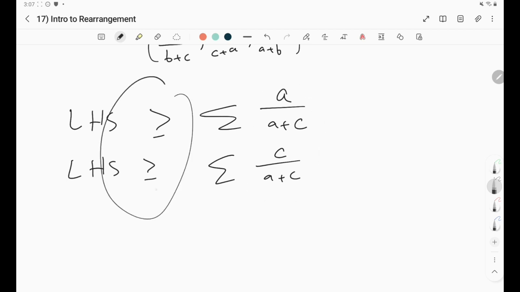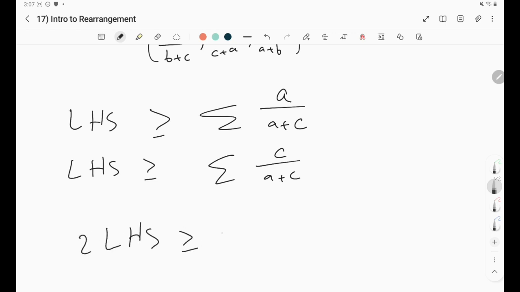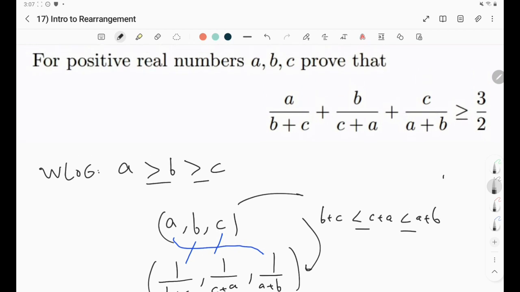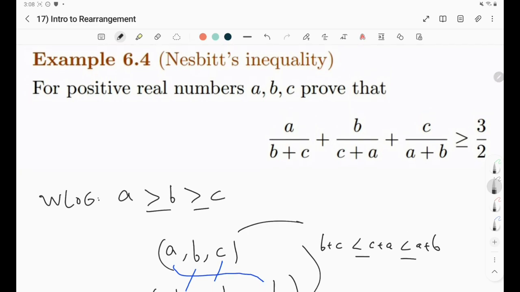So that means if we add the 2, you're going to get 2 of the LHS is greater than or equal to 1 plus 1 plus 1, that's 3. So indeed, that just means that LHS is greater than or equal to 3 over 2. And guess what? That's exactly what we want. And we're done. We have shown Nesbitt's inequality, and which finished the question.